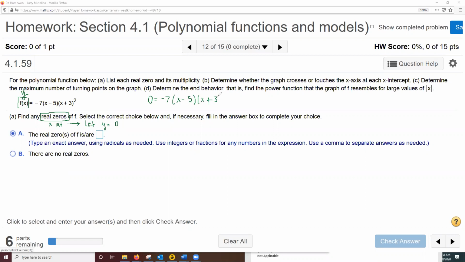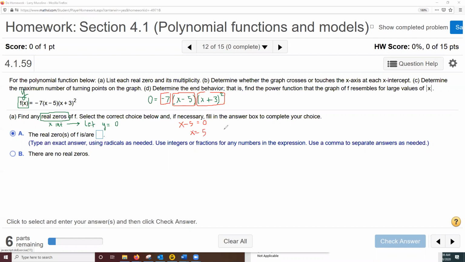All right, but anytime you have quantities being multiplied equal to 0, you could set each one of the quantities separately equal to 0. So I'm going to do that. I'm going to set each one of these quantities separately equal to 0. Of course, I'm not going to bother really setting -7 equal to 0 because that's no solution. But I am going to set x minus 5 equal to 0. And if I set x minus 5 equal to 0, I'm going to, of course, get the answer 5. So x equals 5 here.